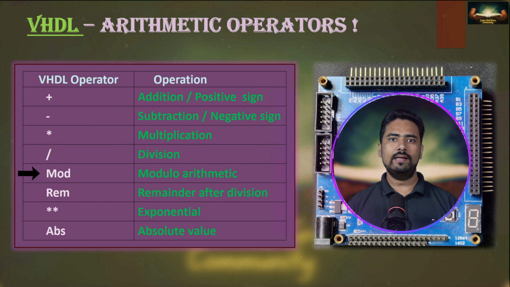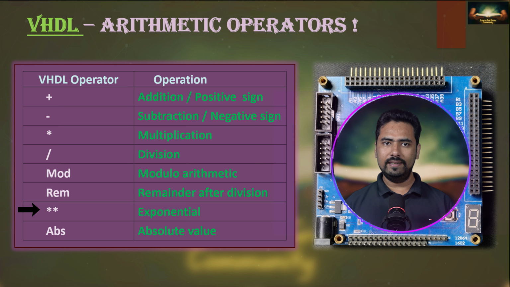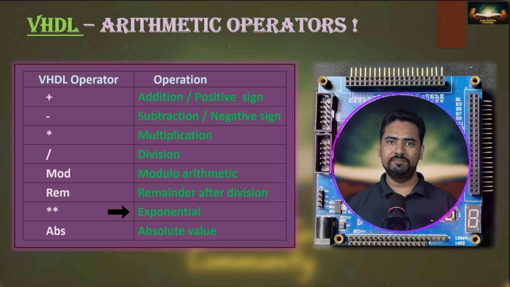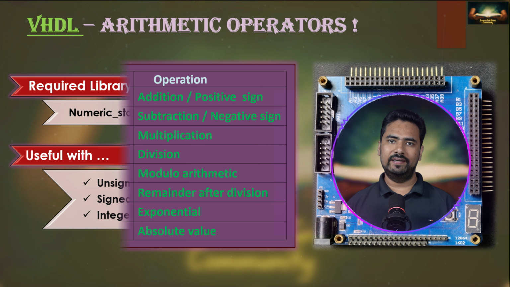Fifth is modulus, and the operator is mod. Sixth is remainder, and the operator is rem. This will find the remainder of the division of one number by another number. Seventh is exponential, and the symbol is the double star sign. This will raise a number to the power of another. Lastly, the eighth one is the absolute value, and the operator is abs. This will return the absolute value of any number, which is the number without its sign.